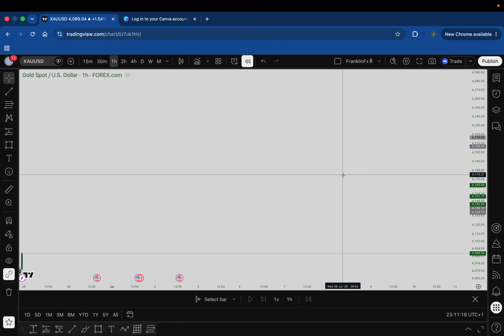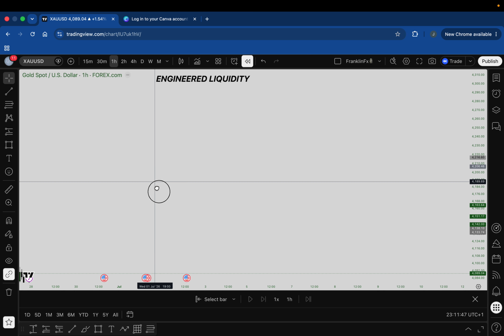Some of you here must have heard of something we call structural liquidity. We have things like trend line liquidity. We have so many other ones like equal lows and equal highs liquidity. These are all types of liquidity which many of us know about. Today, we are going to be looking at what we call engineered liquidity.